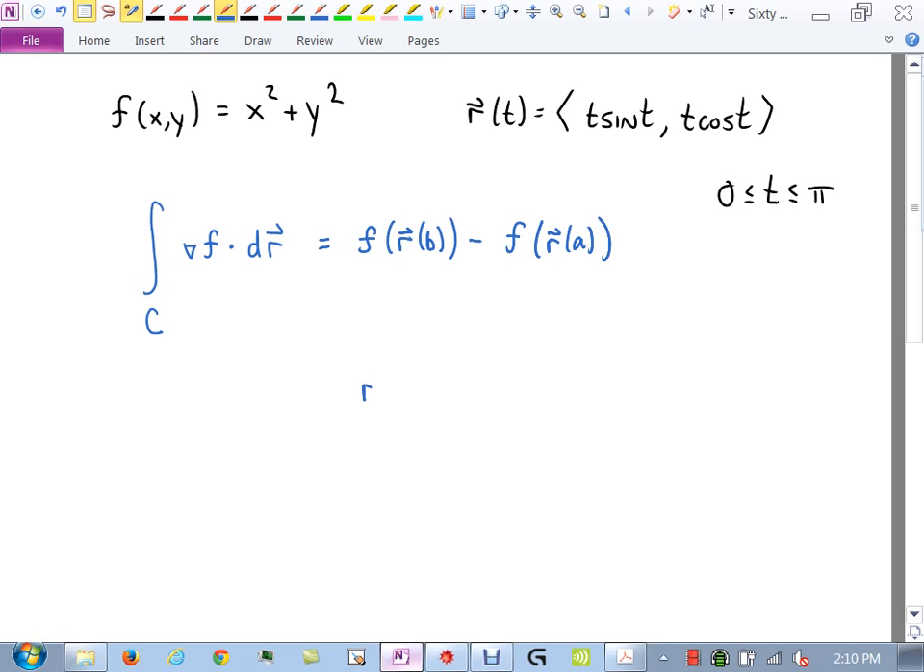Well, what's r of b, folks? For us, that's r of pi. And r of pi is pi sine pi, pi cosine pi. What's sine of pi? 0. What's cosine of pi? -1. So negative pi.